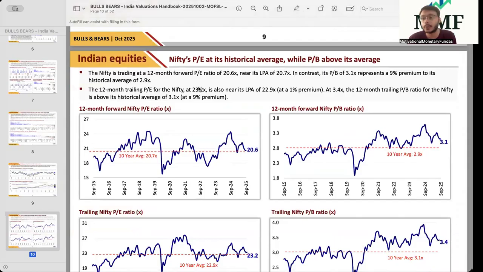year forward PE of 20.6x. The current PE is 22x, it's around 21.6, 22x price to earning multiple. But the 1 year forward multiple of Nifty 50 is at 20.6x, which is close to long term averages, right?